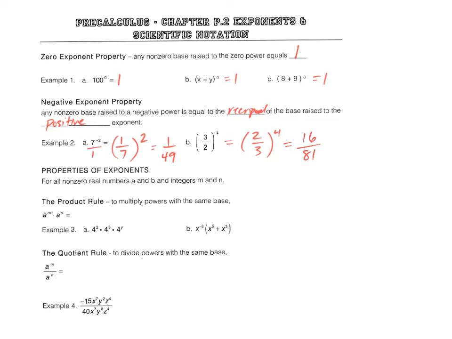Now we're going to look at some properties of exponents. These are going to apply for all non-zero real numbers, a and b, and integers, m and n. The product rule says that if we're going to multiply powers with the same base, such as a to the m times a to the n, that will equal a to the m plus n.